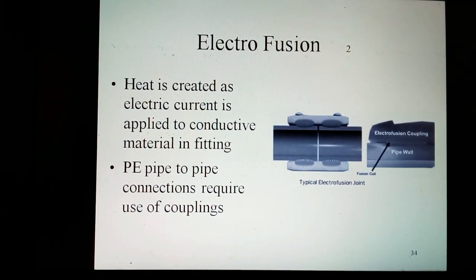Heat is created as an electric current is applied to the conductive material in the fitting. Pipe to pipe connections made using the electrofusion process require the use of electrofusion couplings.